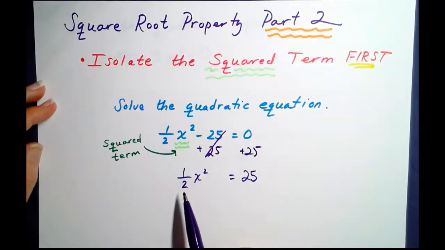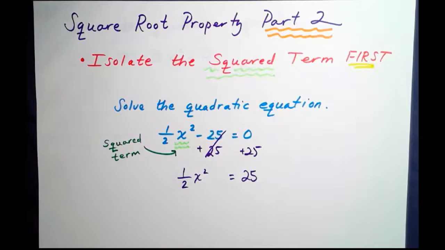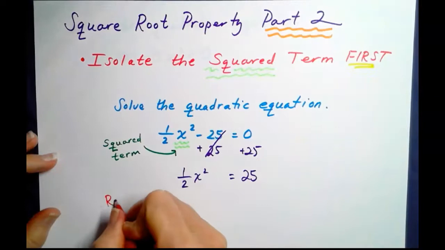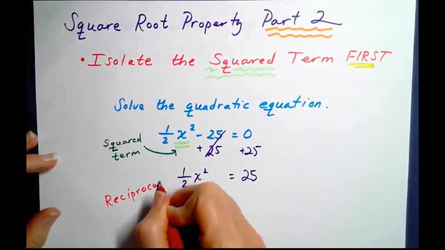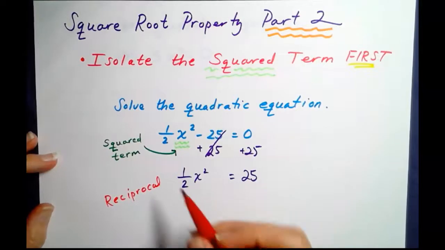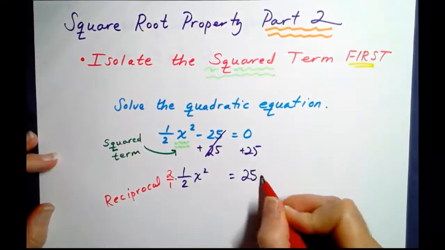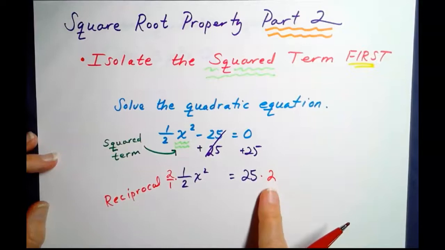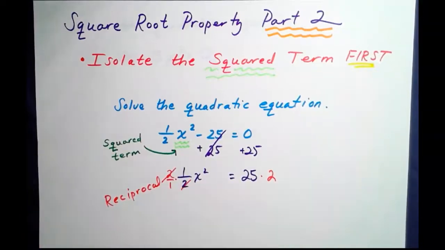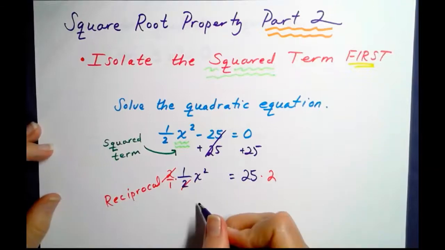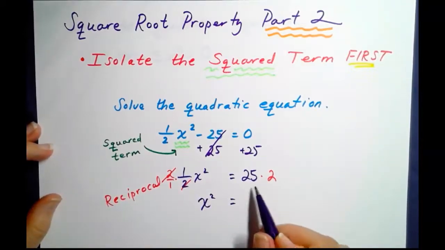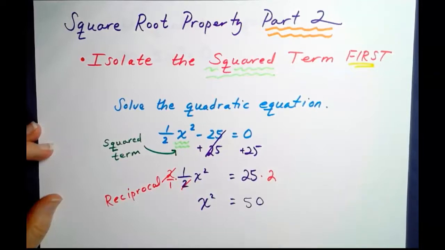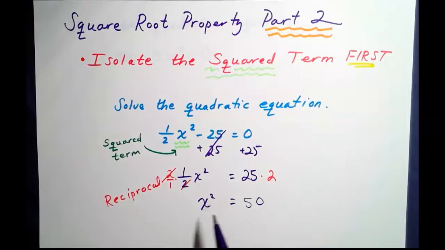Next thing we need to undo is a times 1/2. In order to undo a fraction that has been multiplied, we need to use the reciprocal. The reciprocal of 1/2 is 2/1, times 2/1. Remember, 2/1 is the same thing as just 2. 2's cancel, and we end up with x squared equals 25 times 2. That's 50. We only had one problem like this in the last video, and it ended the same way as this one.